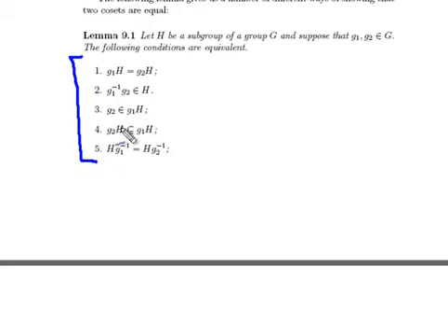Now, to understand this, it's good to think about these in the context of the two examples that I gave you. So what this is saying is, let H be a subgroup of a group G. Suppose G1 and G2 are in G. The following conditions are equivalent. So when we did this before, H was 3Z, G was Z, G1 and G2 were two integers.